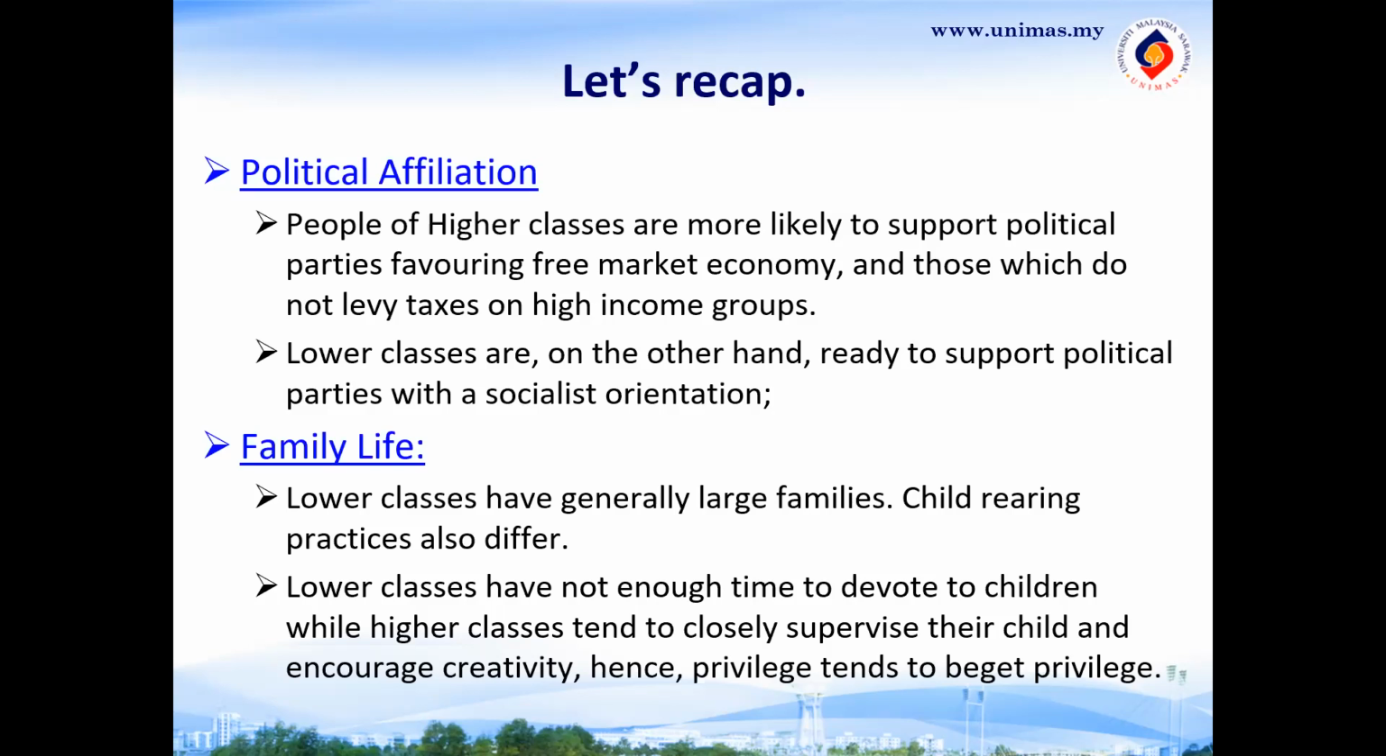Right. So the higher classes supervise the children or their child closely and also encourage creativity. Hence, privilege tends to beget privilege. Privilege akan mengeluarkan ataupun dikaitkan dengan privilege yang lain.